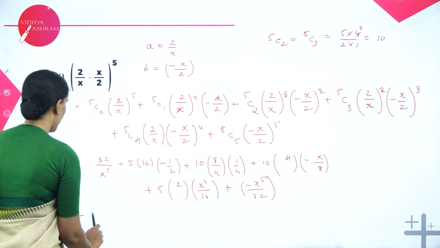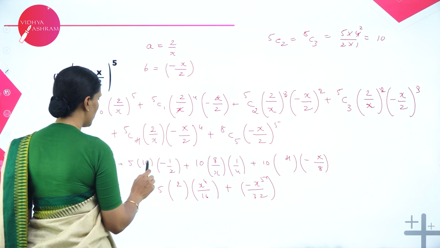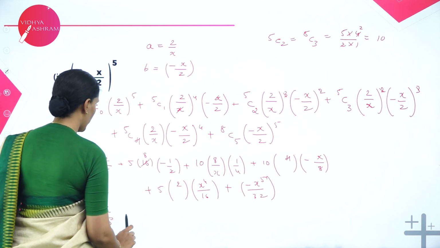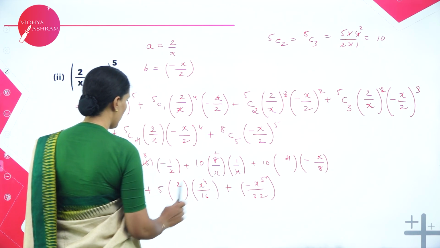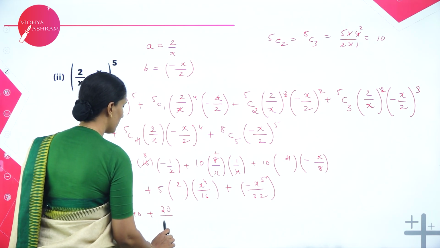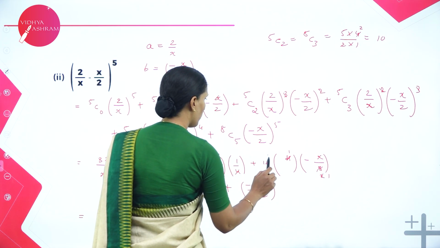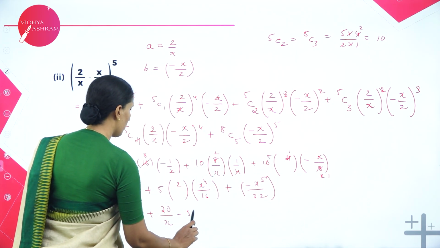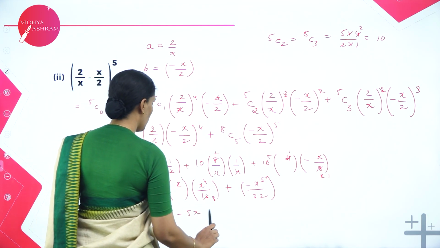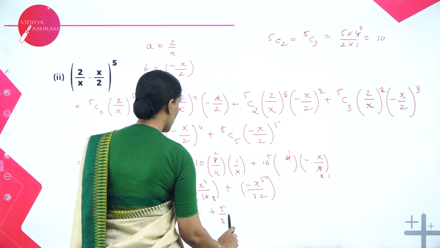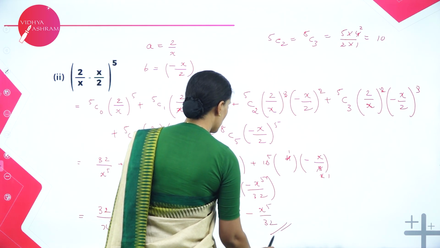Now it is 32 divided by x power 5. 2 1s are 2, 8s are 5 8s are 40. So minus 40. Next we have 4 1s are 4, 2s are 8, so plus 20 by x. Next we have 4 1s are 4, 2 1s are 2, 5s are 10, so we have minus 5x. Next we have 2 1s are 2, 8s are 16, so we have plus 5 by 8 x power 4 minus x power 5 by 32. So this is the expansion.